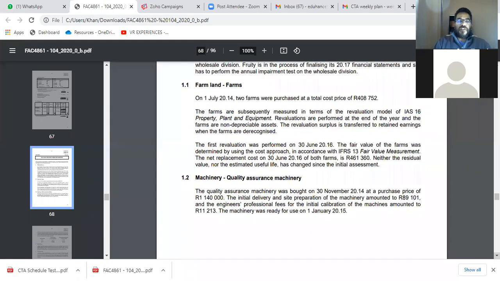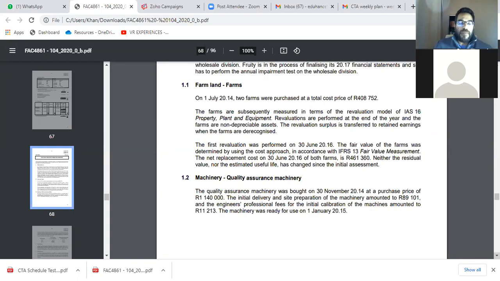So 1.1, farmland. On 1 July 2014, 2 farms were purchased at a total cost of 408. The farms are subsequently measured in terms of the revaluation model of IAS 16 PPE. Revaluations are performed at the end of the year, and the farms are non-depreciable assets. The revaluation surplus is transferred to retained earnings when the farms are de-recognized. So just to give you some recap over there, this is PPE.